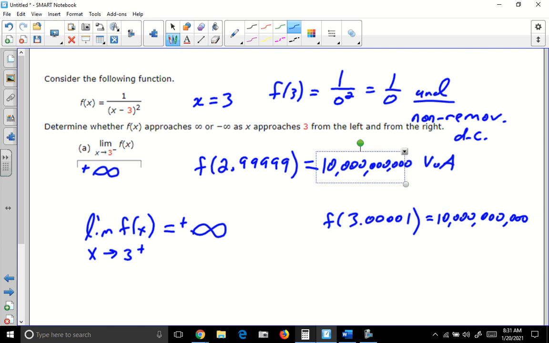This one, we could have known that it was going to positive infinity from both sides if we analyzed the function, because the numerator is always positive, because it's a constant of 1. The denominator is always going to be positive as long as x is not 3, because anything squared is positive in the real numbers. But the easiest thing to do is plug values that are really close to what we're approaching on either the left side or the right side to see which infinity we're approaching.